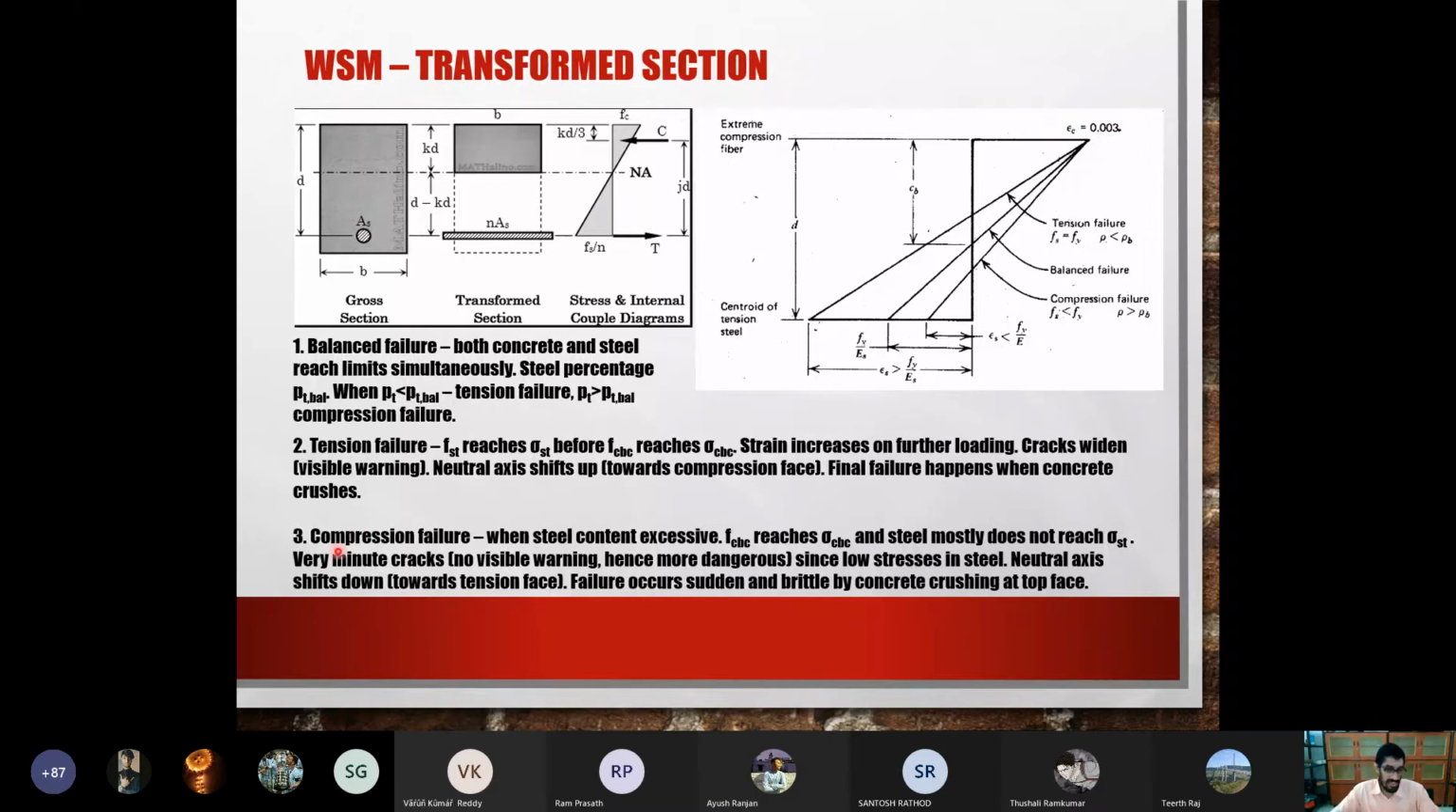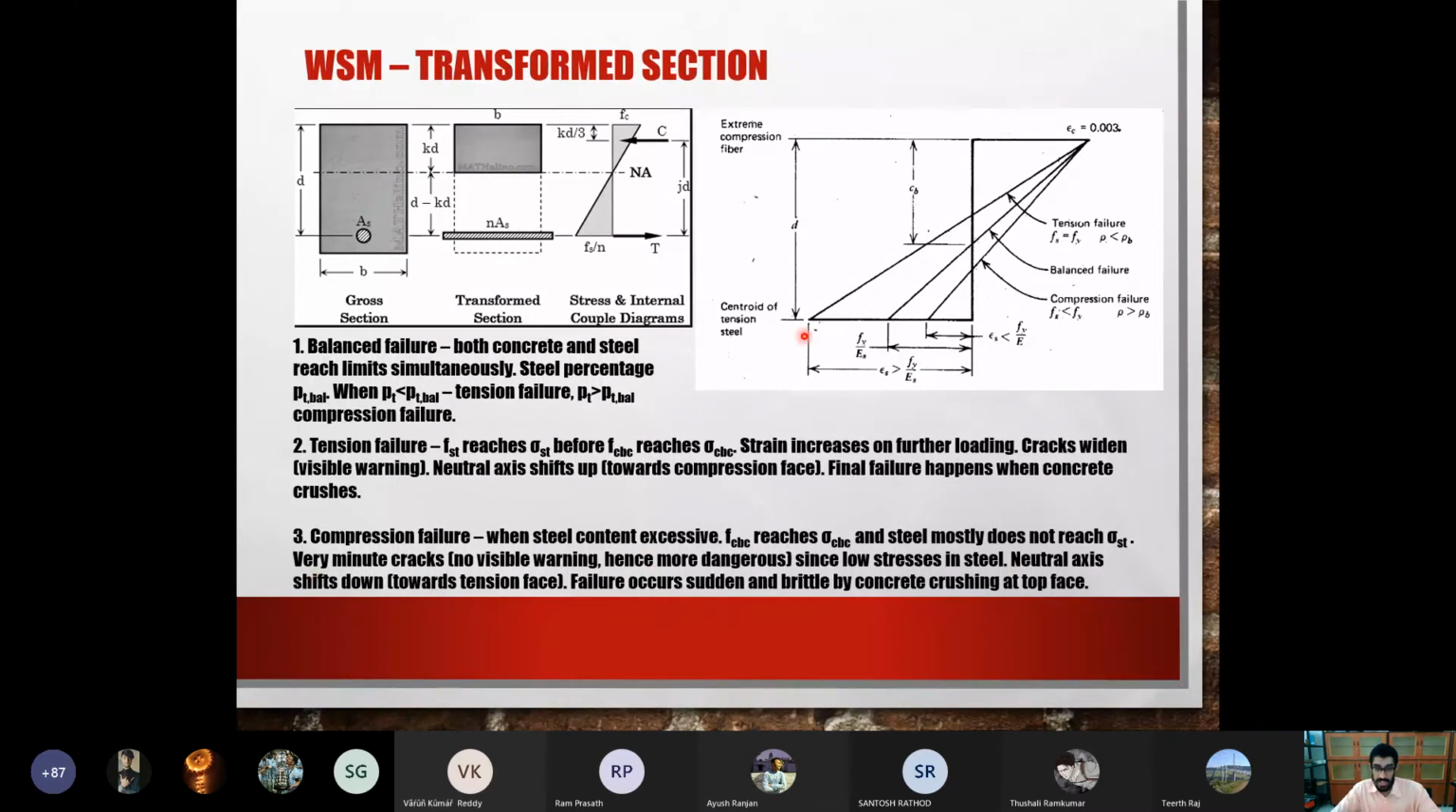Now the opposite of this is known as compression failure. If you give too much steel, then your steel strain will be very small compared to the balanced failure. Your steel strain may be only this much. As you continue to load it, before the strain in steel reaches the balanced point, concrete will crush, failing in compression. So this is the difference. This will happen if there is excessive steel content.